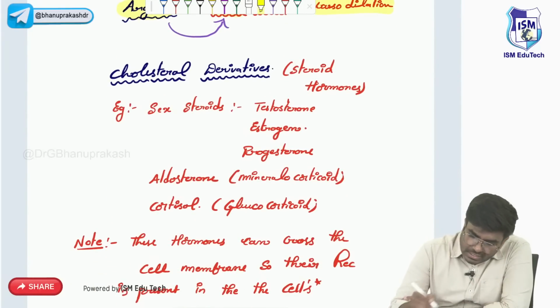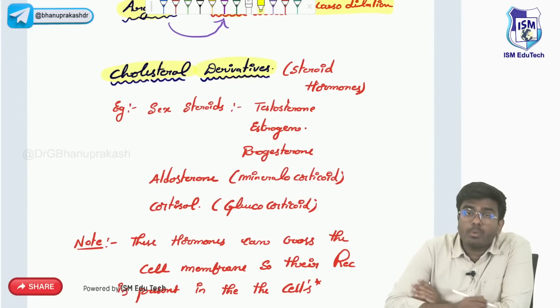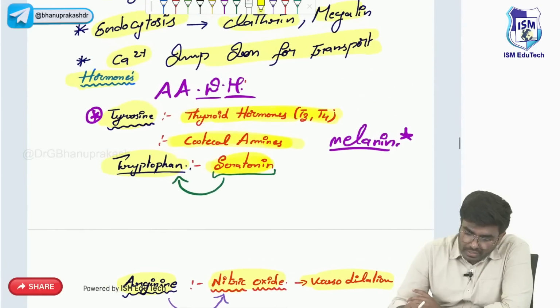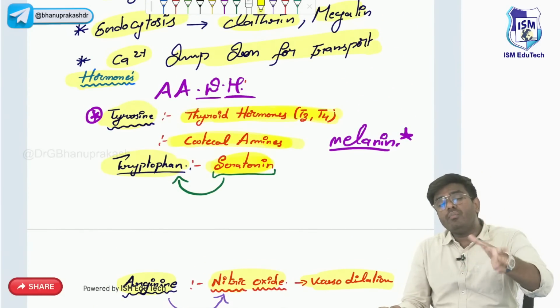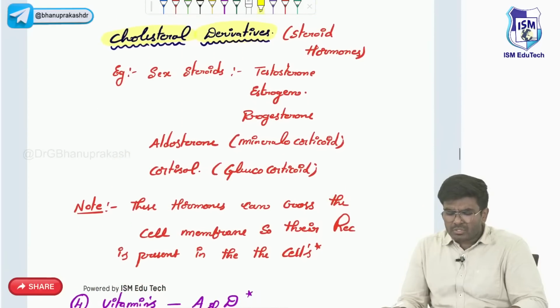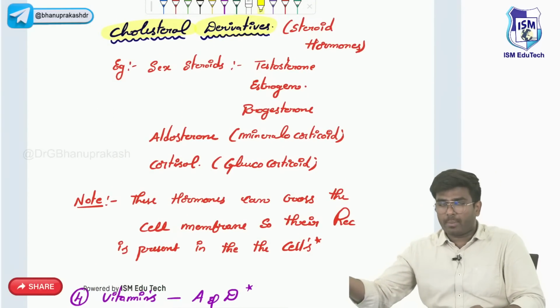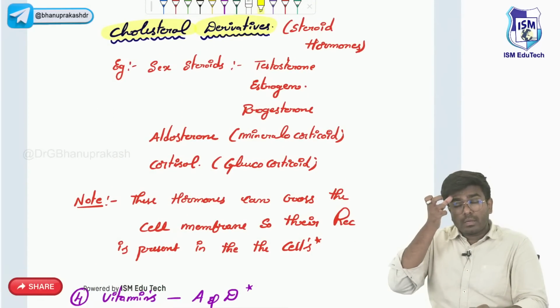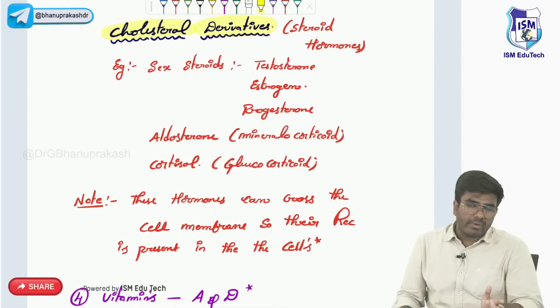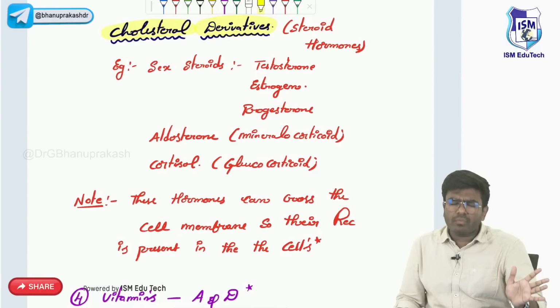Now, let's discuss cholesterol derived hormones. Hormones which are derived out of cholesterol. So far what we have seen, hormones which are derived out of amino acids. There are also hormones which are derived out of proteins. Amino acids are different, proteins are different. Protein derived hormones are not that important for your exam.